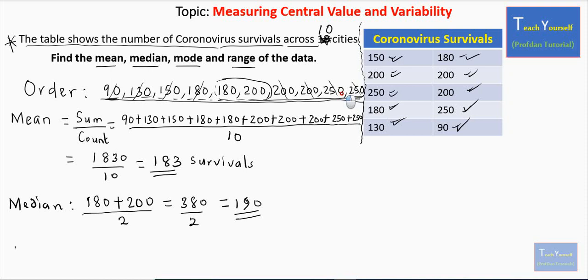Next is what we call mode. Remember, we said mode is the highest occurring value, the most occurring. And if you look at your data values, we can see 180 occurred twice, but 200 occurred 3 times, and 250 2 times. So 3 times is the highest, and that belongs to the data value of 200.